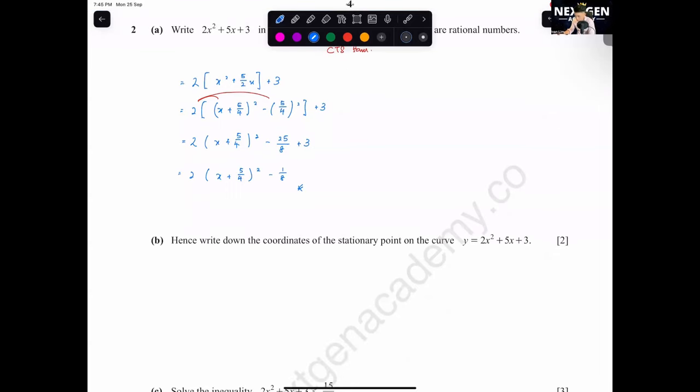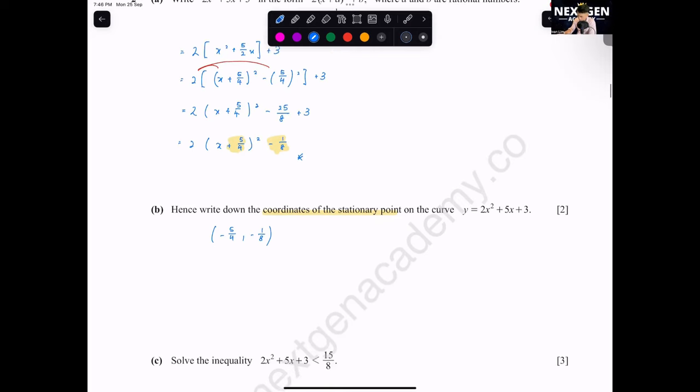Second one. Hence, write down the coordinates of the stationary point. How to do stationary point? We'll just take these two values. For the x, you take the opposite symbol. If it's plus, become minus, minus, become plus. This will be your y. So here will be negative 5 over 4, negative 1 over 8.